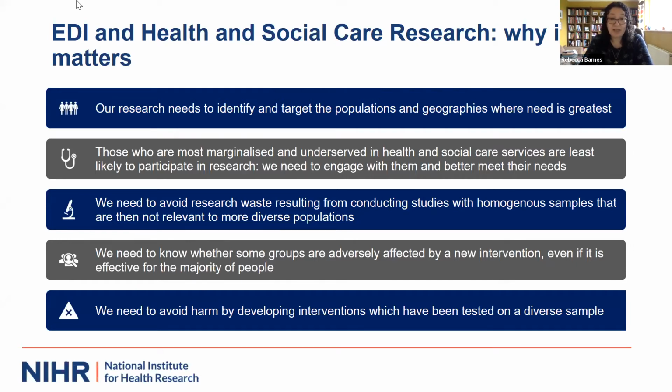Secondly, we need to better engage with those who are most marginalised and underserved in health and social care services. These groups are also the least likely to participate in research. That means that community engagement and diverse public involvement are key to build trust, increase research literacy, and understand what's important to these different groups and how we can better include them.